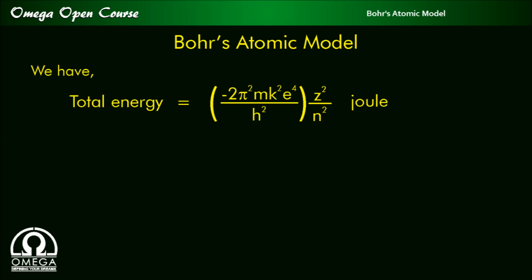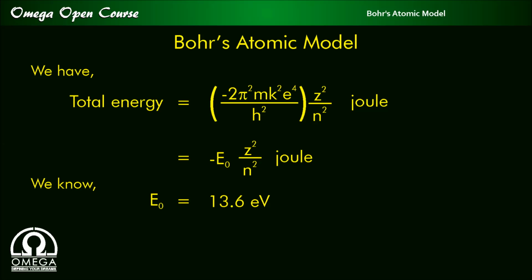We know that the total energy of the electron in any orbit n is minus 2 pi square m k square e to the power 4 by h square into Z square by n square joule, or minus E naught Z square by n square joule. Here E naught is the total energy of the electron in first orbit of H atom. If we calculate the value of E naught, it comes out to be 13.6 electron volt.